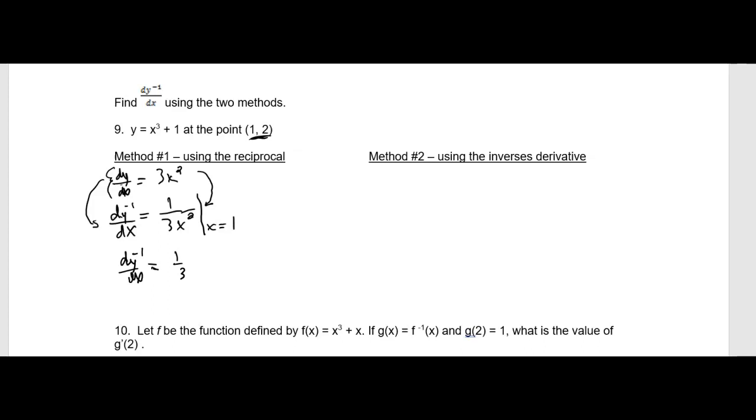So know that. Method number 2 actually makes more sense. It's actually a better proof of what we're doing. Method number 2 is actually using the inverse's derivative. So what that would imply is let's find the inverse. So we're going to switch around the x's and the y's. So do that. We then would solve for y. So we would go through, solve this for y. So I'm just going to subtract. What did I just do there? Let me fix this. We should get y cubed equals x minus 1.